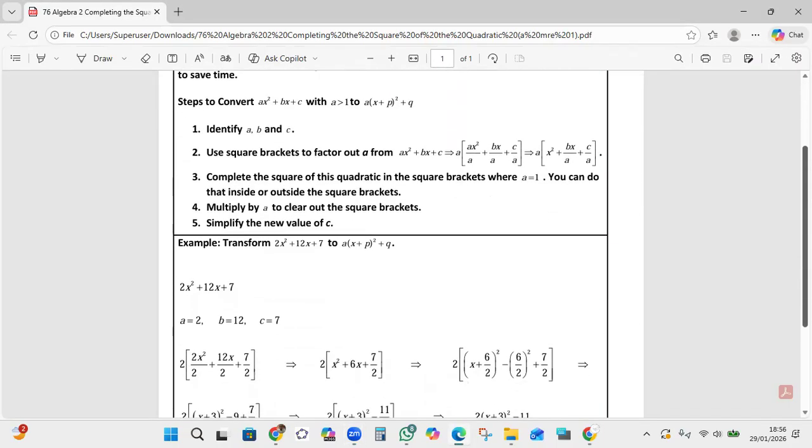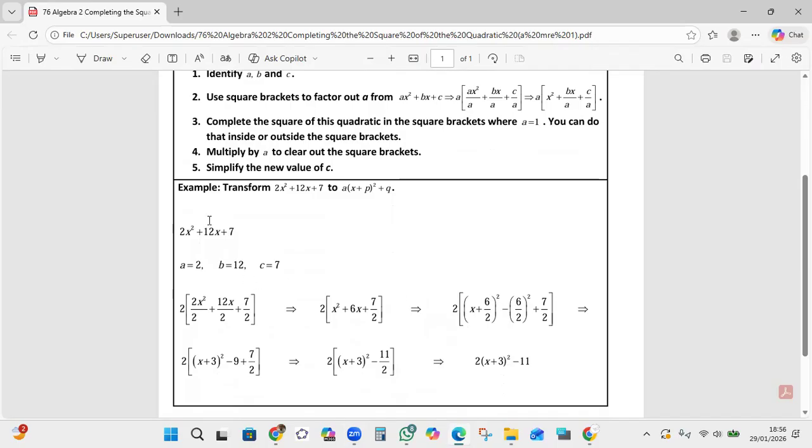So here you have an example. Transform 2x squared plus 12x plus 7 to a (x plus b) all squared plus q. So to make the video interactive, I would like you to take out a pencil to start doing it. So here we are going to explain this example. Here we have 2x squared plus 12x plus 7. As you can see, it is in the form ax squared plus bx plus c, where a is 2, b is 12, and c is 7.